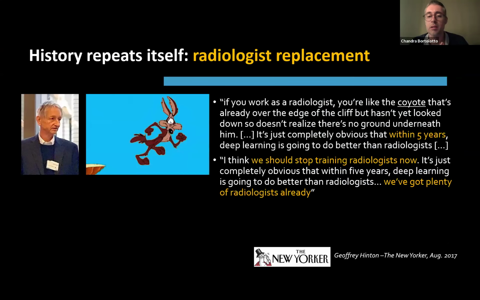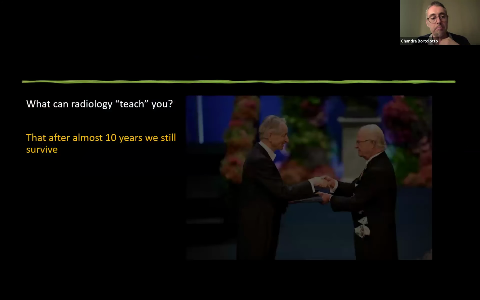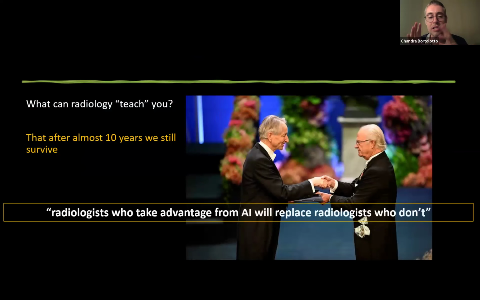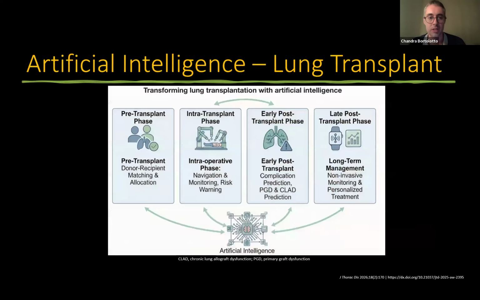In 2017, Jeffrey Hinton said that within 5 years, deep learning will do better than radiologists. So we should stop training radiologists, because we also have plenty of radiologists already. Actually, after almost 10 years, we still survive and thrive. Jeffrey Hinton gets the Nobel Prize, but the mantra has slightly changed: radiologists who take advantage of AI will replace radiologists who don't. So I guess that the perspective should be this.